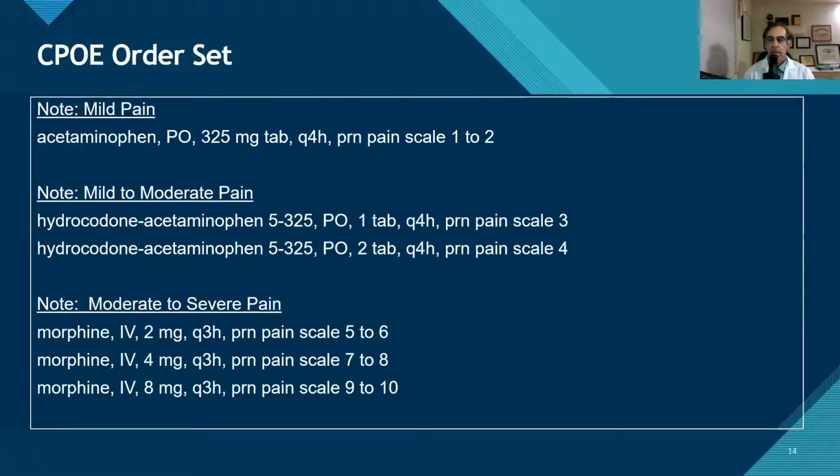The next step after this is to link order sentences together into order sets, so that if a prescriber is looking at a patient who has pain and wants to do pain management, they can start with a dose of acetaminophen for mild pain, then move on to a hydrocodone acetaminophen combination, and then eventually to morphine for the more severe pain. We can link all these together in an order set.